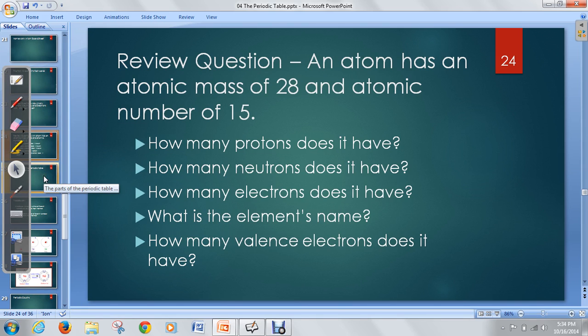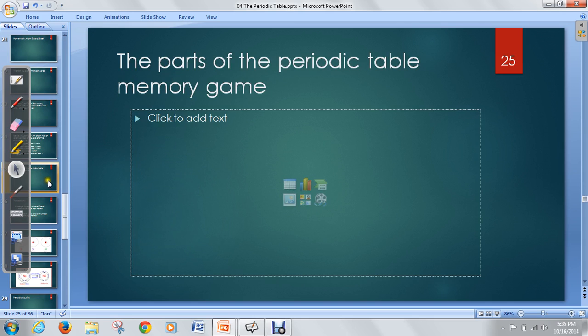Okay, so let's move on. One thing I want you to remember is those five sections of the periodic table: the alkali metals in the first column, the alkaline earth metals in the second column, the transition metals, the halogens, and the noble gases. Make sure you know where those are on the periodic table and have those memorized as well.